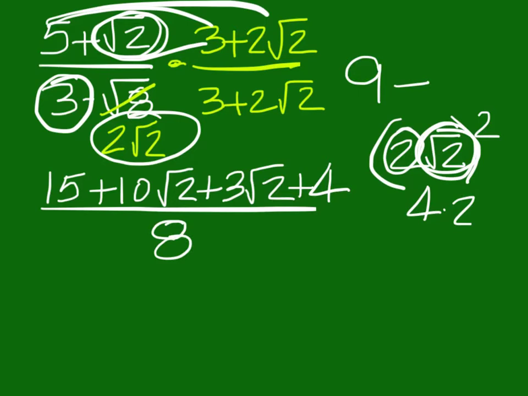Check out your radical terms, square root of 2 and square root of 2. They cannot be simplified. In the other class, we left them the way they are, but you can actually treat those as if they were like terms and then add them together.